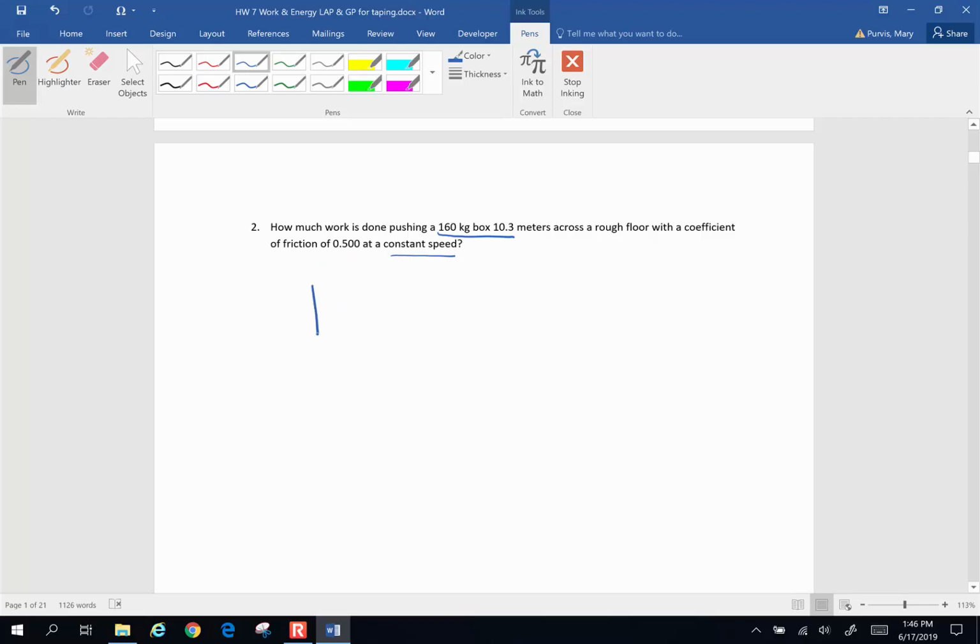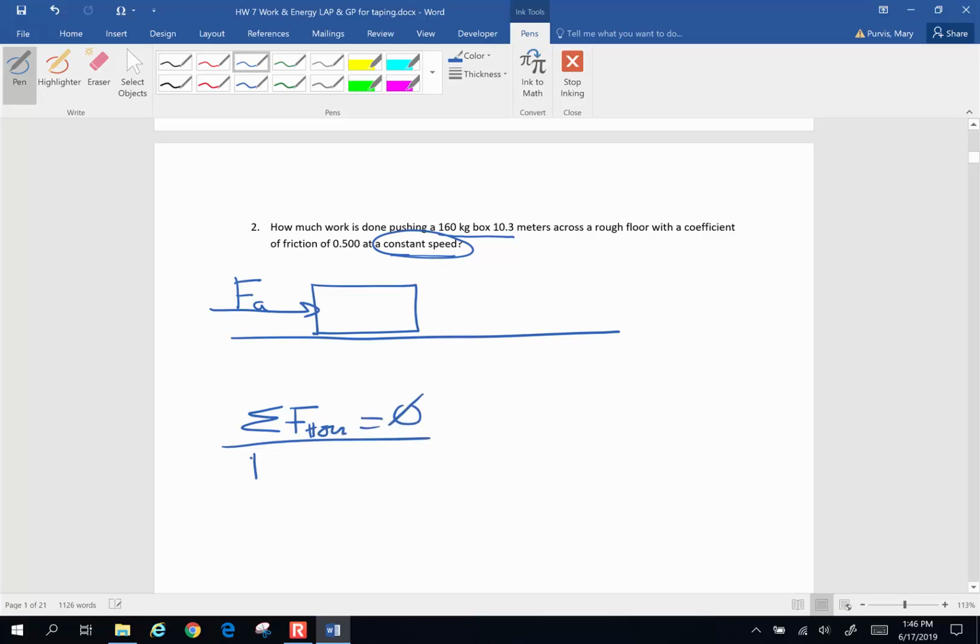So here is a box. It is pushed across a floor at a constant speed. Now, why is this important? This is important because if you are pushing something at a constant speed, we know the sum of the forces on it horizontally must equal zero. That means the force applied must be equal to the friction force acting on it. That is what that constant speed is going to tell us.